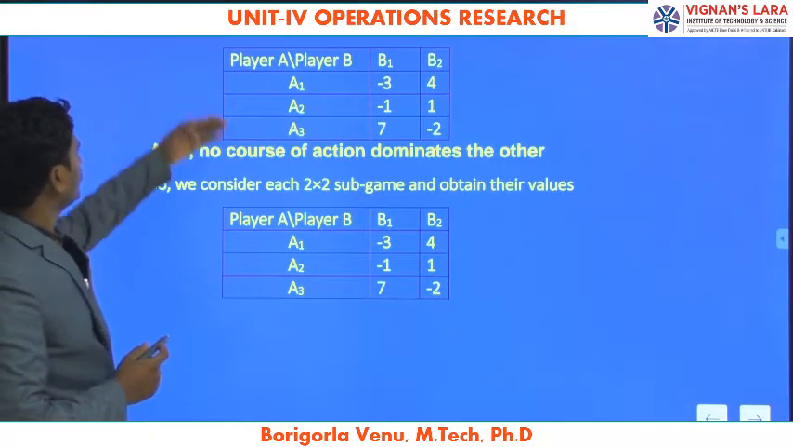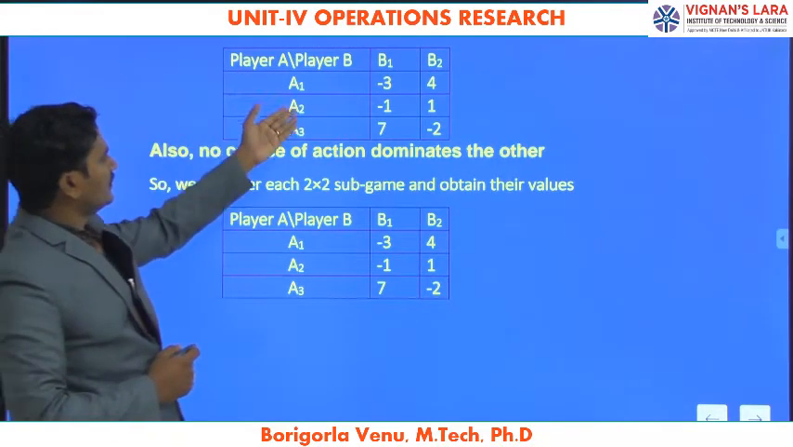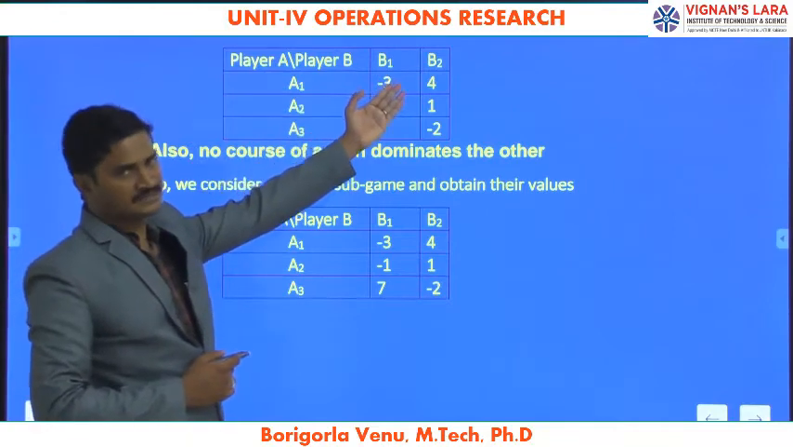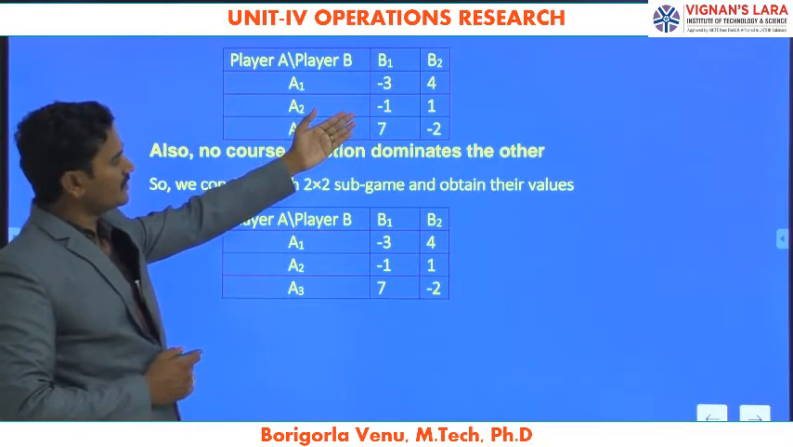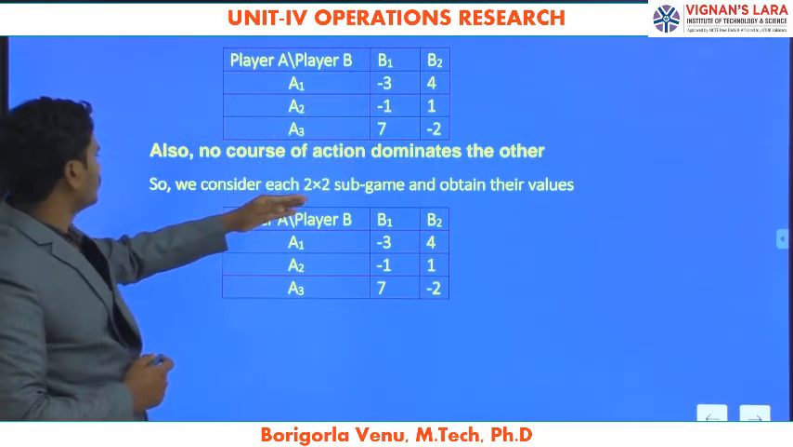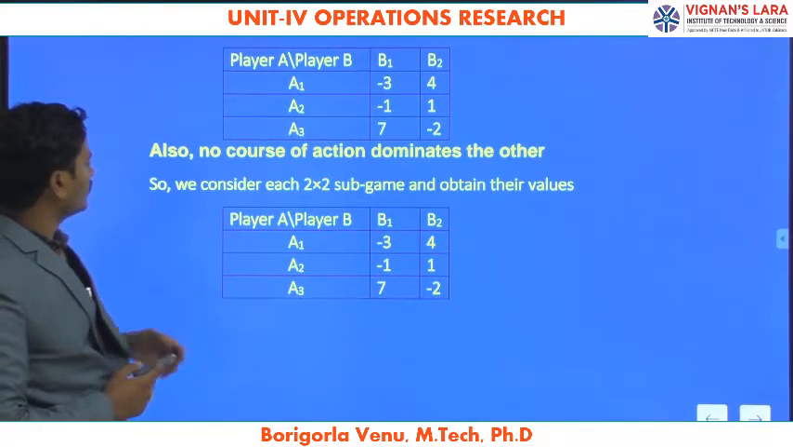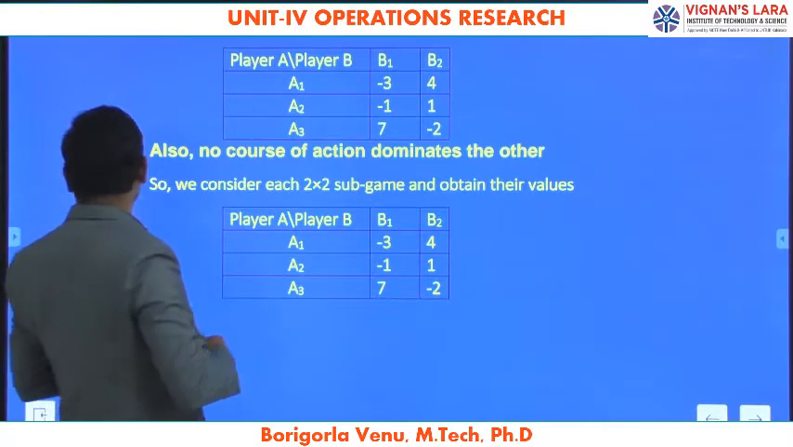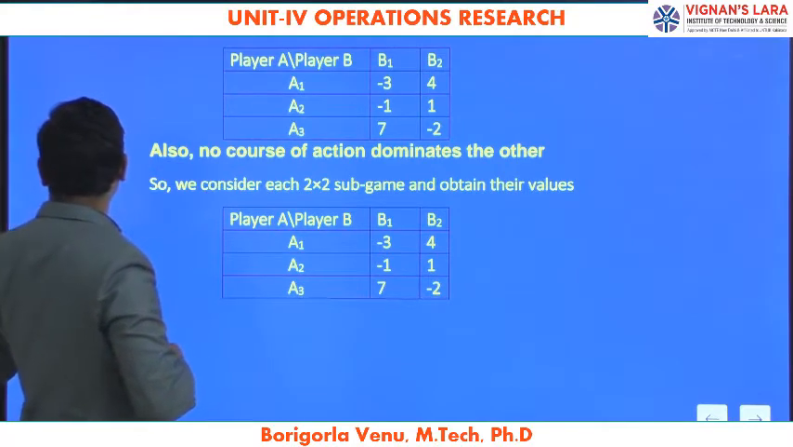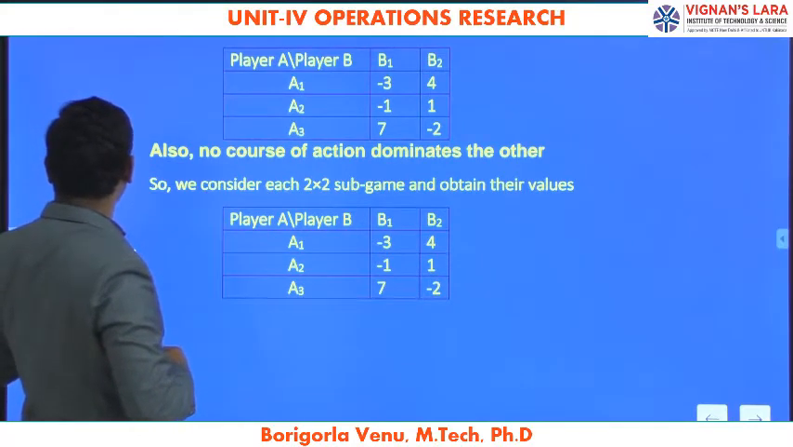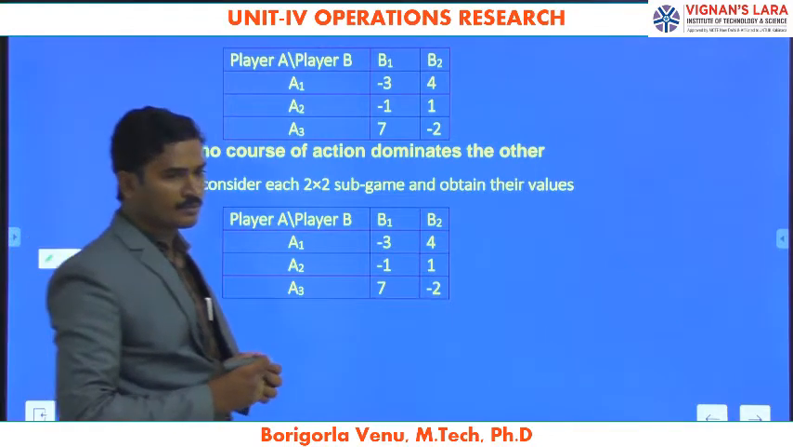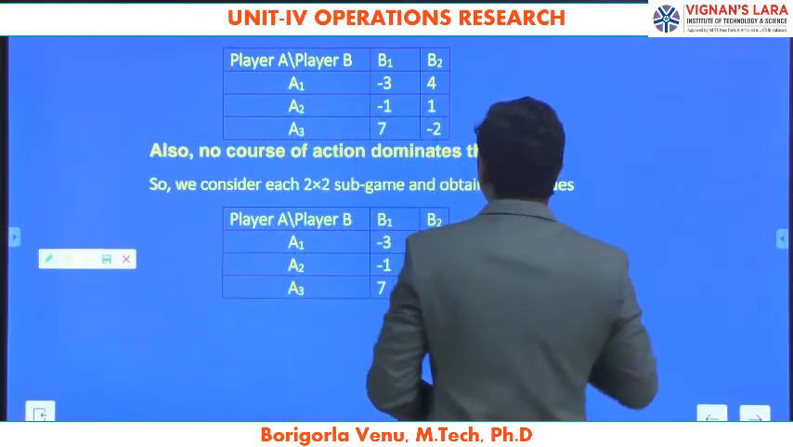Here we have 3 strategies for player A and 2 strategies for player B. Now we are going to reduce the size to 2 by 2. So first I am going to check the dominance. When checking the dominance, first we choose the row dominance, then again we check the column dominance.